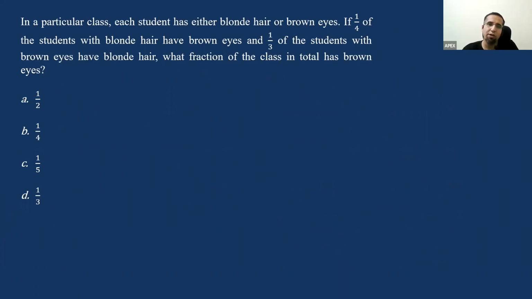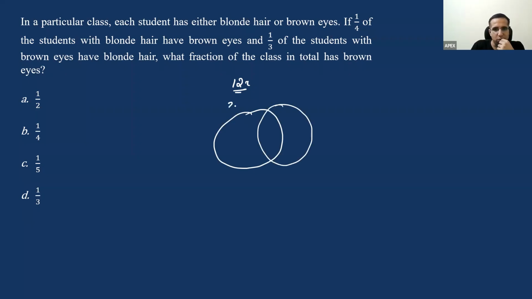In a particular class, each student has either blonde hair or brown eyes. 1/4 of the students have blonde hair and 1/3 of the students have brown eyes. So I'll take the total number of students as 12x. Clear? Right? Now, 1/4 of the students have blonde hair. 1/4 means 3x students have blonde hair. And oh, sorry, 1/4 of the students with blonde hair have brown eyes. Similarly, 1/3 of the students with brown eyes have blonde hair. Okay, so this is what the question says.